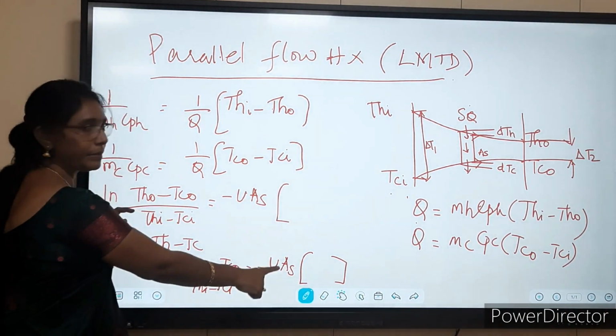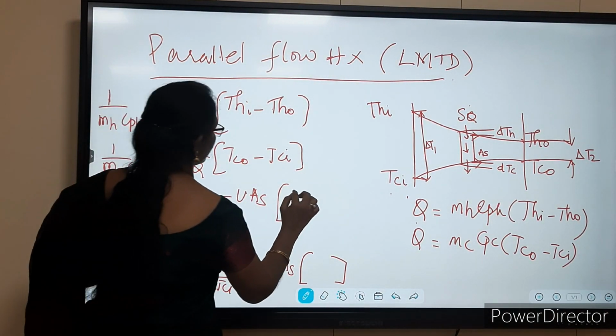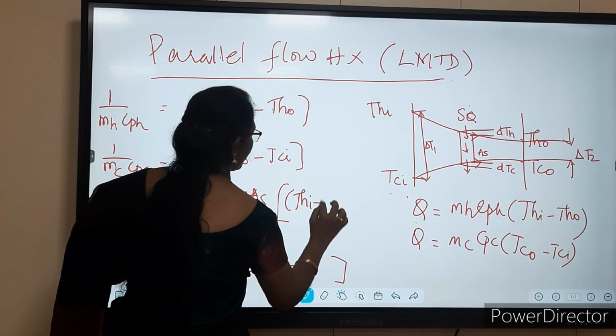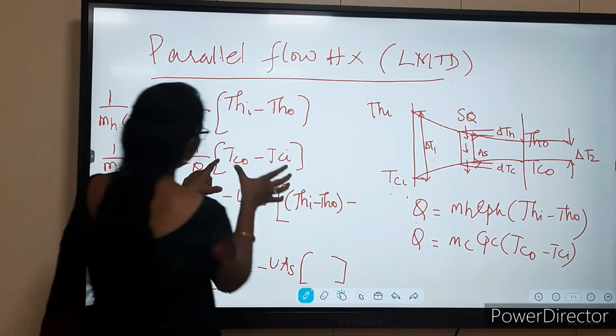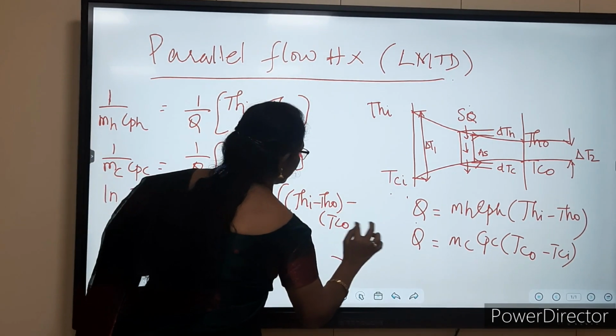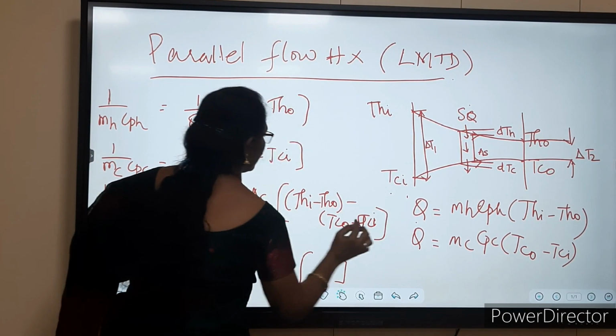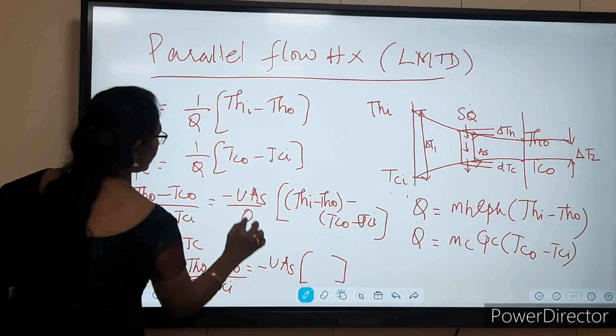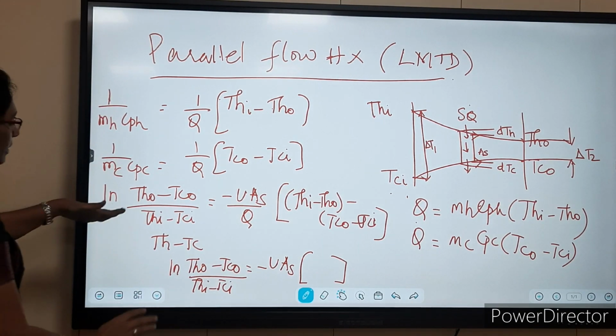This was earlier 1 by m Cp, right? So I will write this value. That is (Thi minus Th naught) minus this one, (Tc naught minus Tci), right? And what is left? This Q is actually left. So this is your simplified equation.